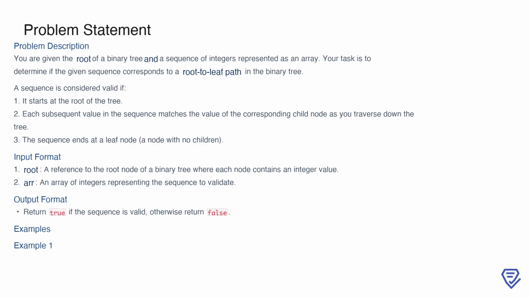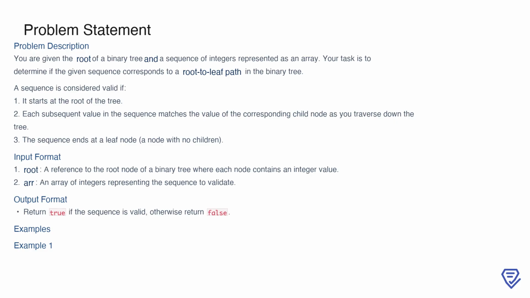For the sequence to be valid, it must meet three conditions. First, it must start at the root node of the tree. Second, each value in the sequence must match the value of the corresponding node as you traverse down the tree. Finally, the sequence must end at a leaf node, which is defined as a node without any children.